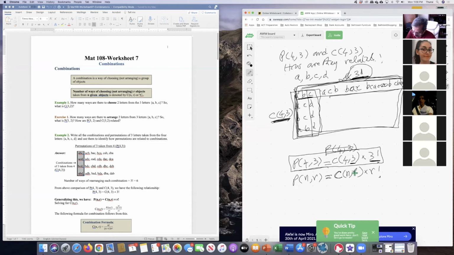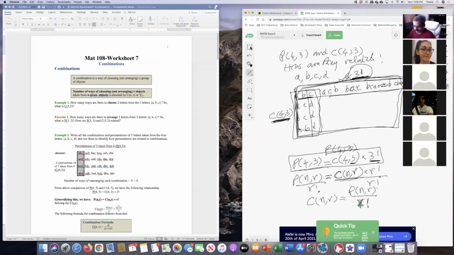So anyway, that's the key. This is the key to deriving our formula for the combination: P(n,r) equal to C(n,r) times factorial r. So I want to solve for C(n,r). So I divide both sides by factorial r. That gives me C(n,r) equal to P(n,r) over factorial r. Basically, that's our formula for C(n,r). To find C(n,r), we can find P(n,r) and divide by factorial r.